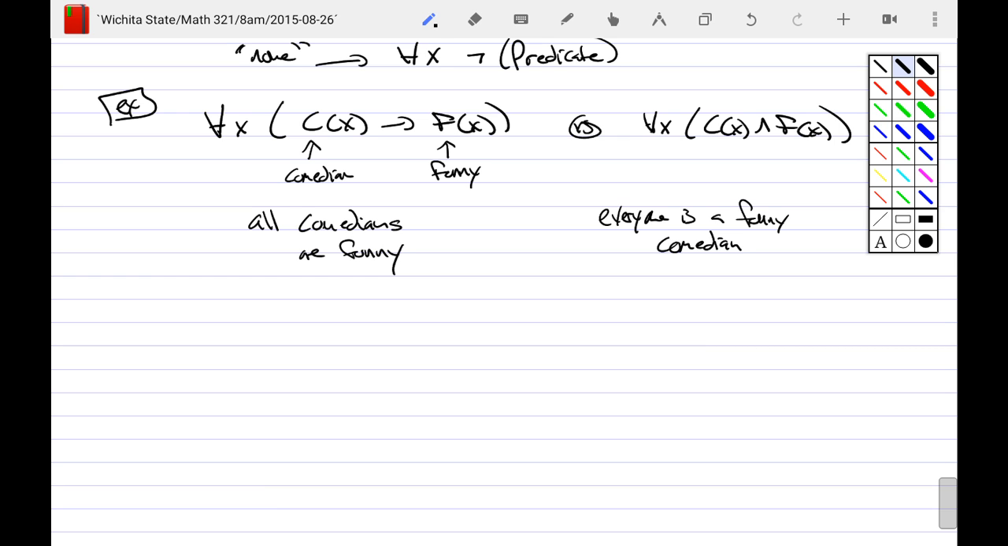Now, which one do you tend to say more often? All people are, or everyone is these two things? We tend to say all people are, but this now allows us to understand that if you say all people are, you're using the first symbols. If you say everyone has these two properties, I'm going to use the second.